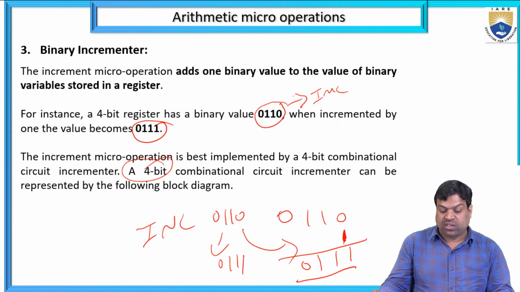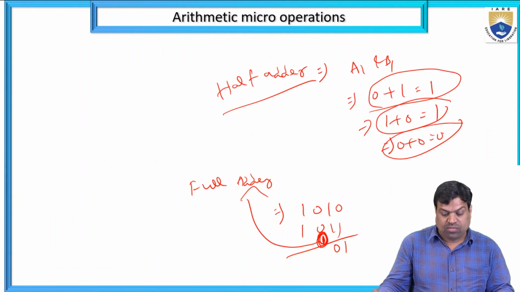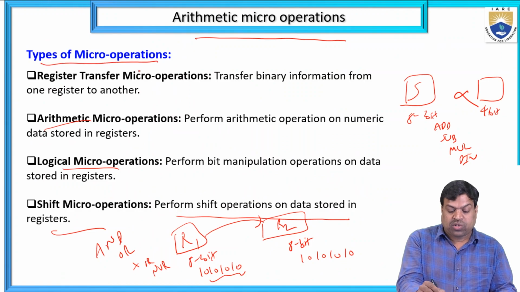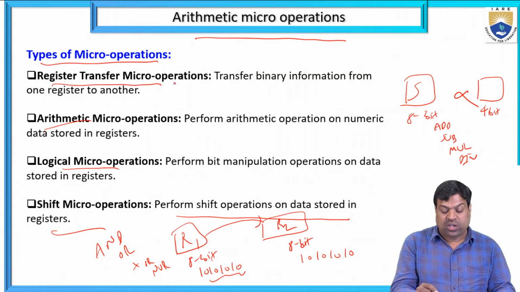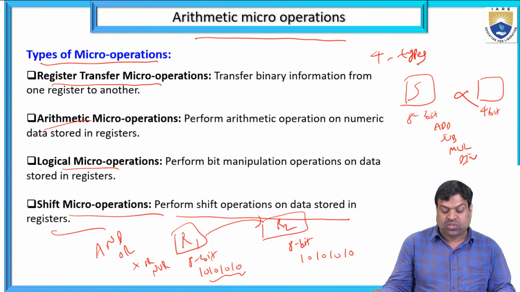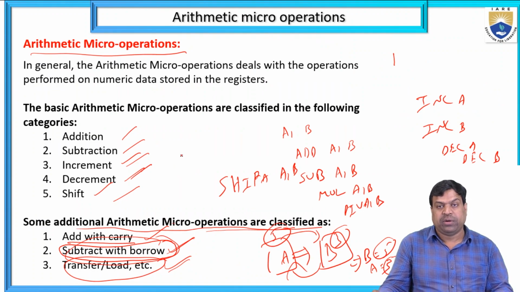So these are the arithmetic micro operations. Here, we already discussed the types of micro operations: register transfer micro operation, arithmetic micro operation, logical micro operation, and shift micro operation. How many are there here? 4 types of operations were performed. Arithmetic micro operations mean addition, subtraction, increment, decrement. Some additional arithmetic operations are classified as add with carry, subtract with borrow, and transfer and load, etc.